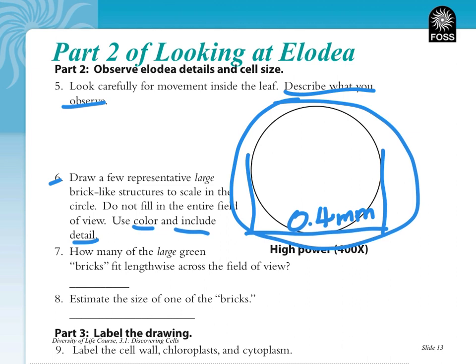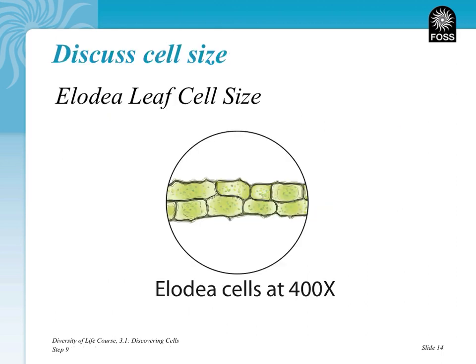Next, question 7, how many of those bricks fit all the way across? And then estimate the size of one of those bricks, just one of them, pick one. If the whole distance across is 0.4, how much is one of those bricks? And that is what you put in for number 8.